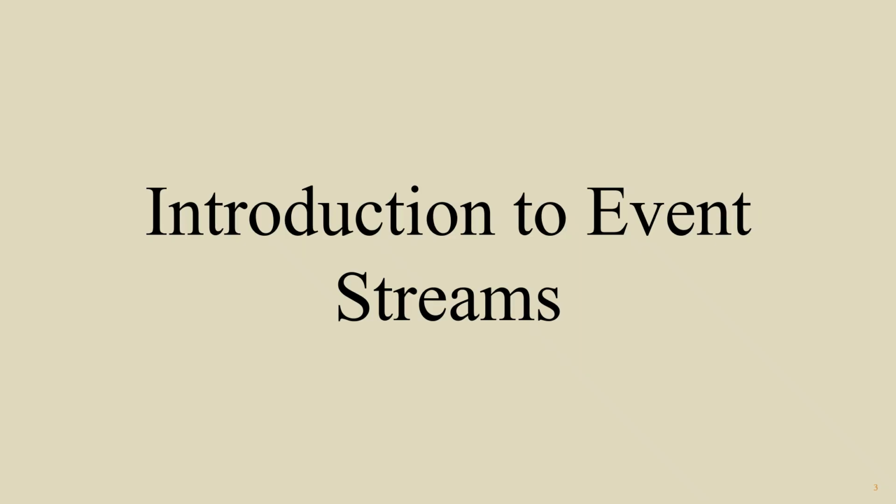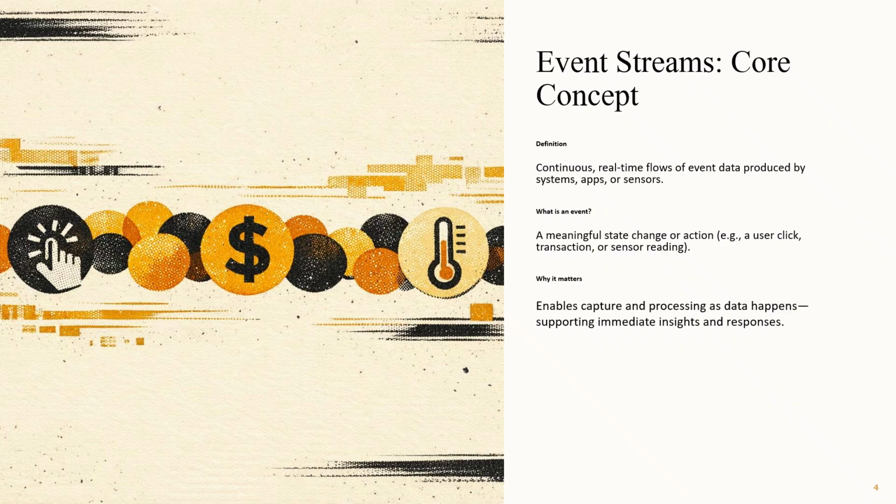So, introduction to the event stream. Event streams are continuous flow of data generated by applications, sensors, systems in real time. So each event represents a significant change or action, such as a user click, a transaction, or sensor reading. This stream enables the capture and processing of data as it occurs. So it facilitates immediate insights and responses.